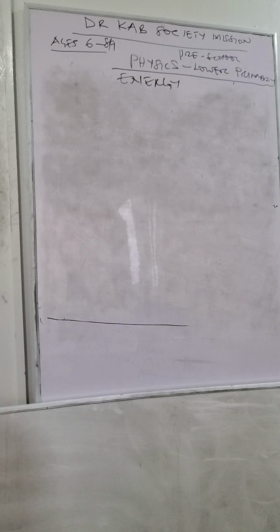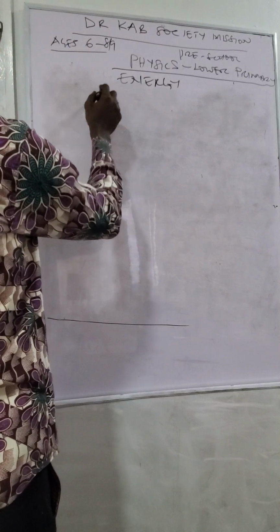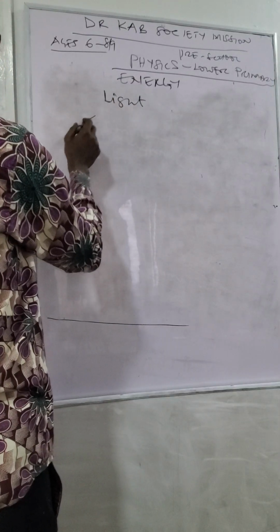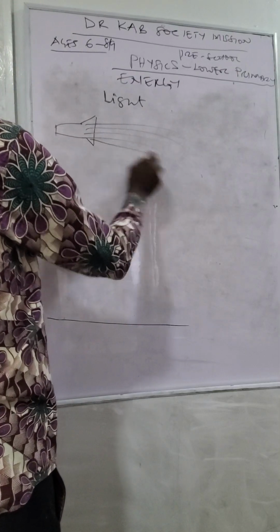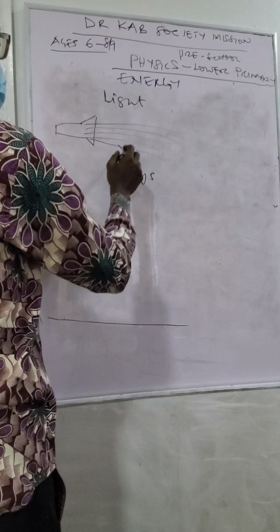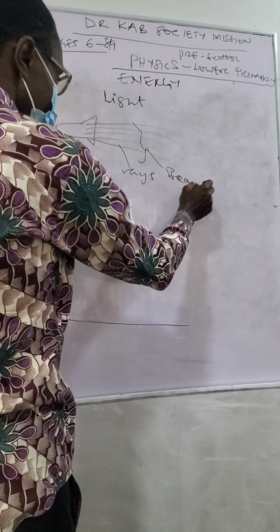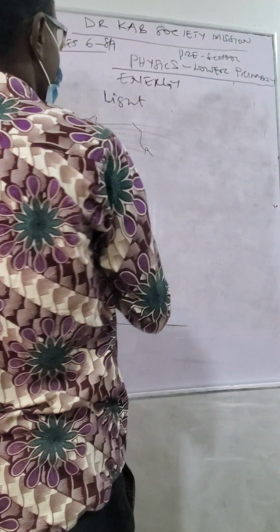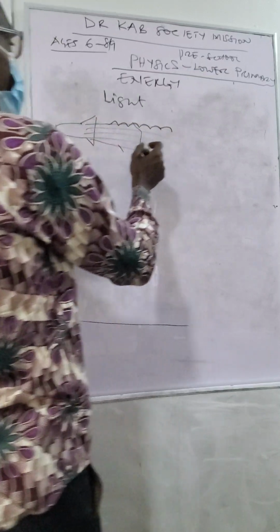Now we come to optics and waves. So you can come to light, light energy. You have your torch here, and it's giving out light. We have the rays all together forming the beam. We can also look at it this way: this light is made up of waves.